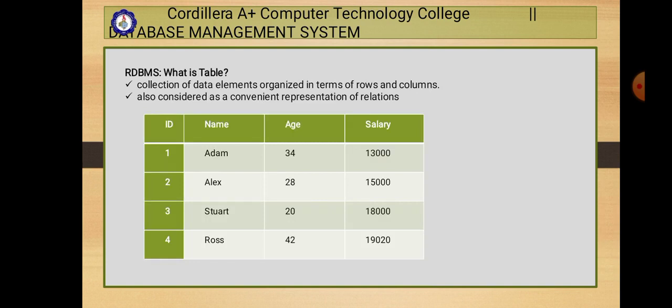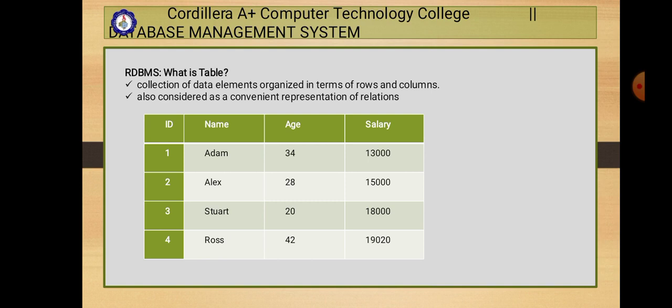A tuple is a single entry in a table, also called a record or a row. Our tuple is a table row that represents a set of related data. For example, a single record or tuple would be 1, Adam, 34, 13,000. That row, whose data is 1, Adam, 34, and 13,000, is a tuple.